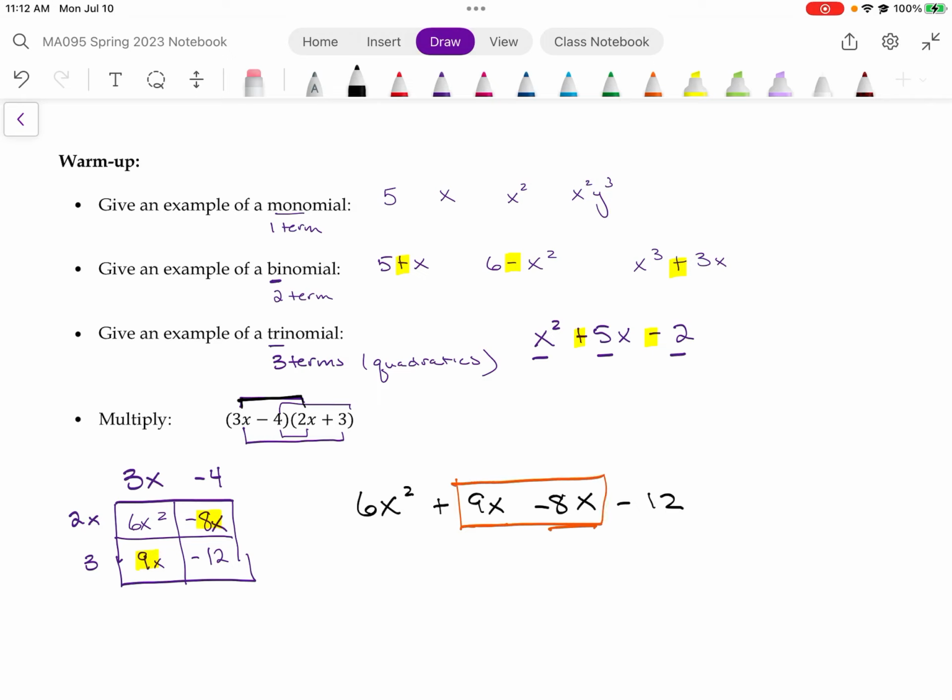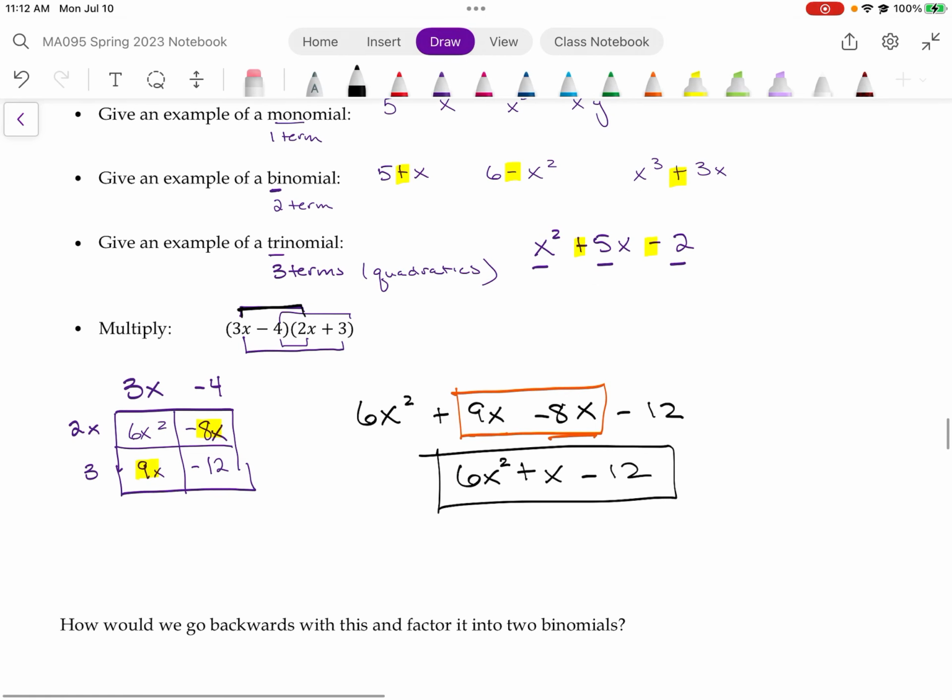Okay, so now if we were going to continue, we would just combine those two. 9x minus 8x is 1x, or just x minus 12. All right, so that is multiplied. Now, how would we go backwards with this and factor it into 2 binomials? How would we go back to that?